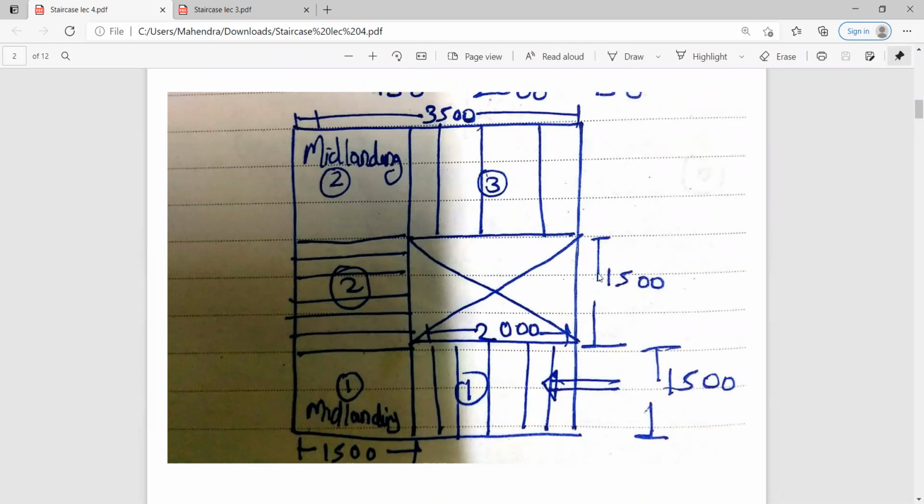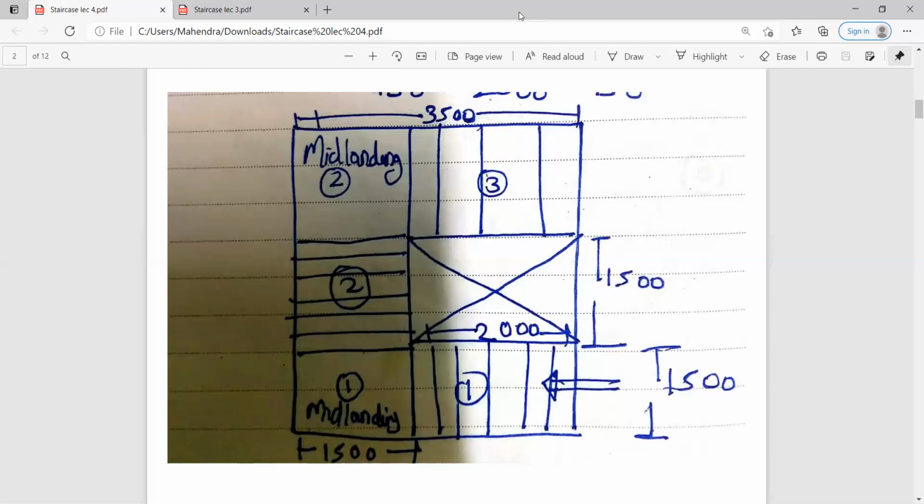Then the lift is of the size 2 by 1.5. So these two we have converted in mm. As you can see, this is your first flight, this is your second flight, and this is your third flight. Again, this is your main landing 1 and this is your main landing 2. As mentioned in the question, accordingly, we have drawn this layout.